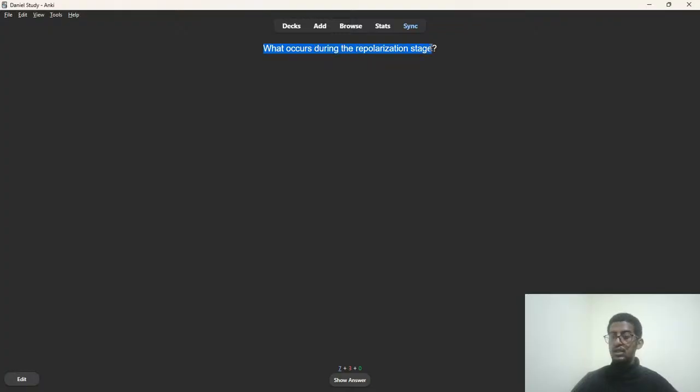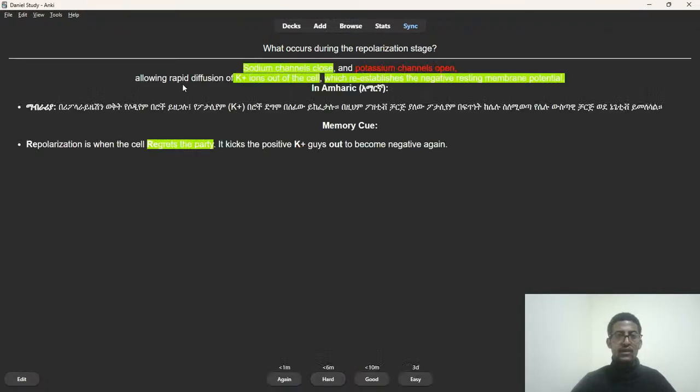Okay, what occurs during the repolarization stage? Sodium and potassium ions move out of the cell, and it goes back to how it was before. So the sodium channel closes first and there is no movement of sodium ions, and then the potassium channel opens and allows rapid diffusion of potassium ions out of the cell, which reestablishes the negative resting membrane potential.